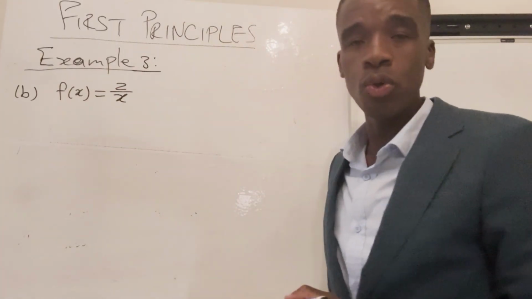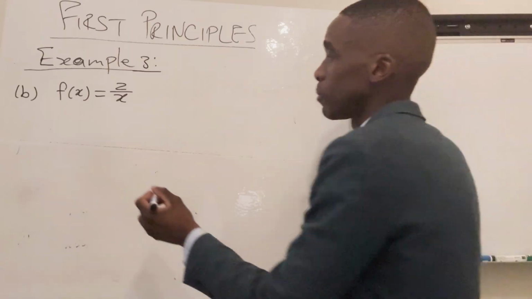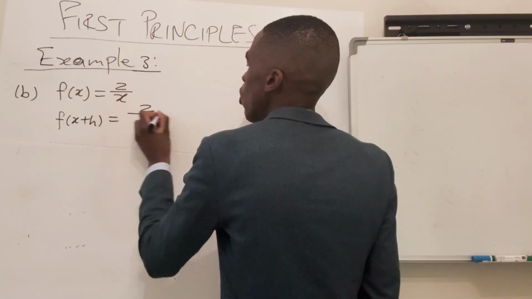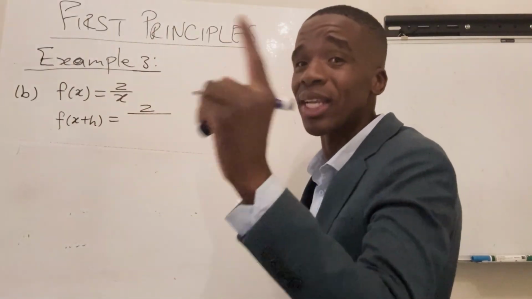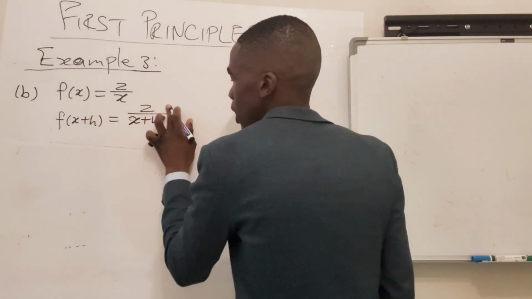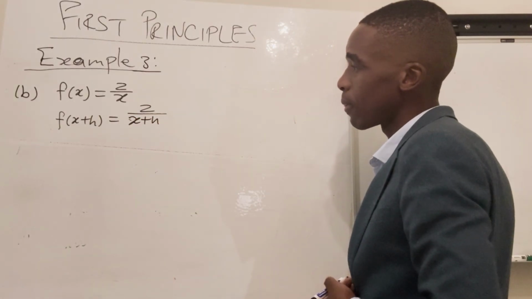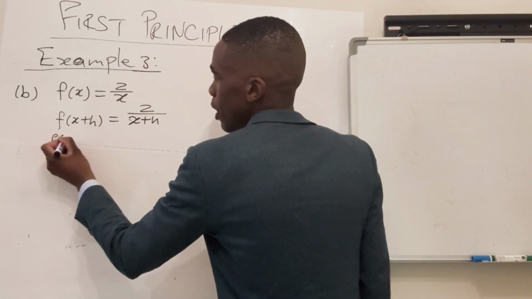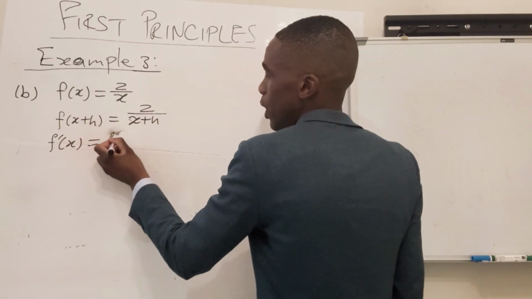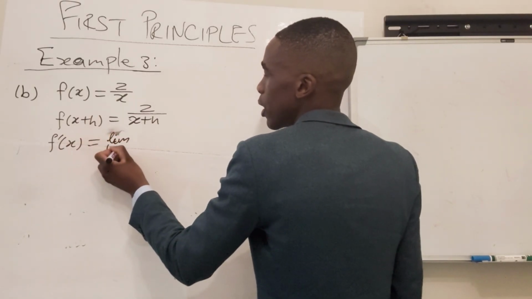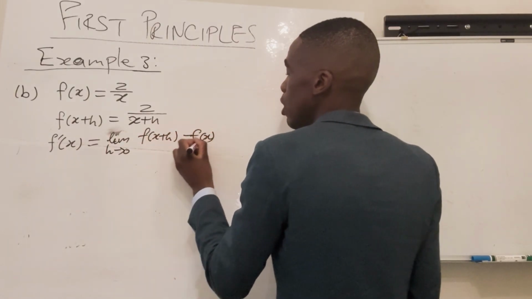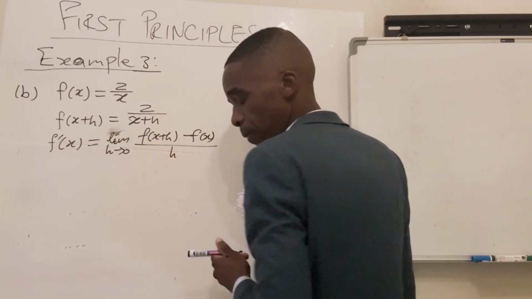If f of x is equal to 2 over x, then we need f of x plus h. F of x plus h is equal to 2 over, wherever there was an x, now there's an x plus h. Are we together? Now you substitute into your formula. F prime of x is equal to the limit as h approaches 0 of f of x plus h minus f of x, all divided by h.